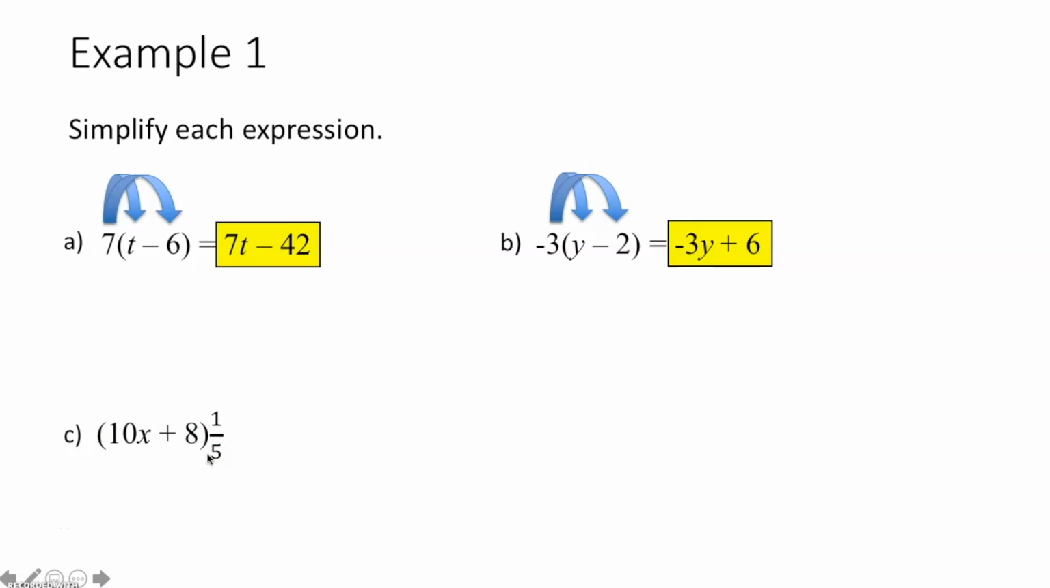But to make this a little easier, because this is a fraction and these aren't, we're going to turn these into fractions in here. That's going to look something like this. 10x is the same as 10x over 1. 8 is the same as 8 over 1. Now we can distribute and it's pretty easy.